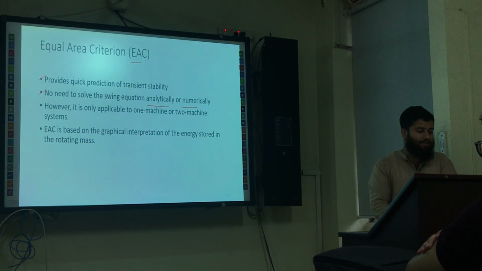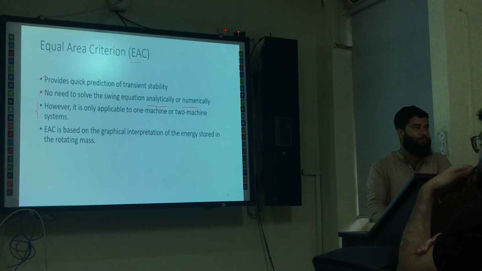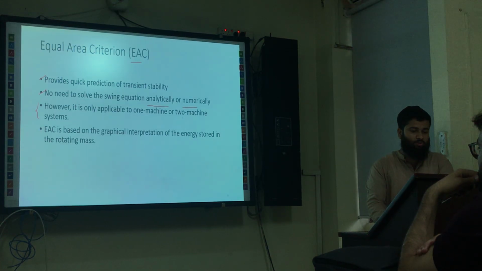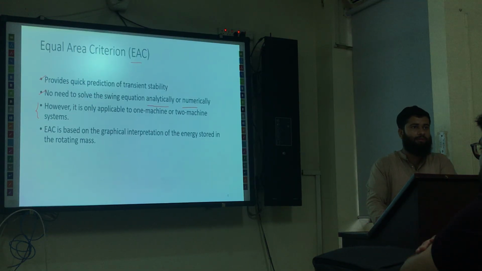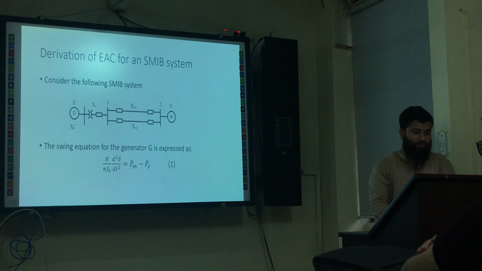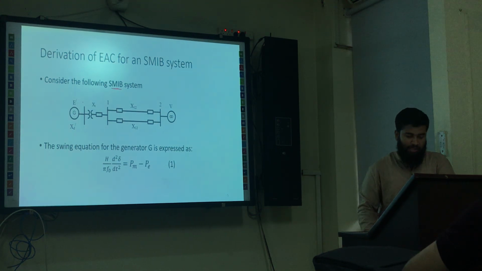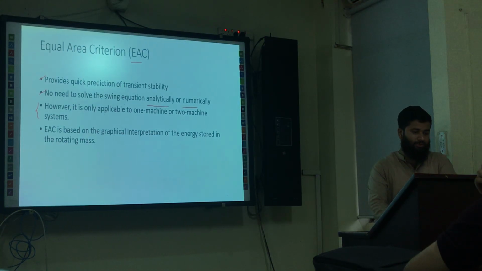But there are some limitations. The first limitation is that this method is only applicable to a one machine system and a two machine system. So if our system contains more than two machines, like 3, 4 or 5, then this EAC method is not applicable. As in this slide we are considering a single machine infinite bus system, there is only one machine, so we can easily use the EAC method.